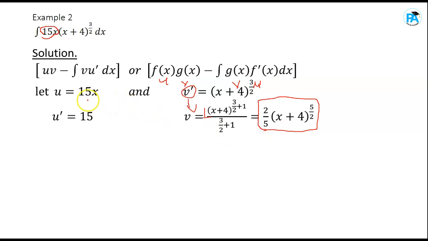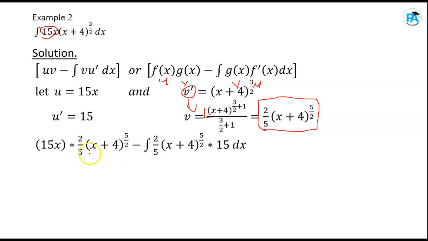So we now know the derivative of u and we know v now. So we can now use the formula, isn't it? Using the formula, you substitute: the formula says u times v. So what's our u? Our u is 15x, isn't it? Times our v, which is 2 over 5 multiplying (x plus 4) all exponent 5 over 2. So you also substitute it there. Minus integral of v times derivative of u.